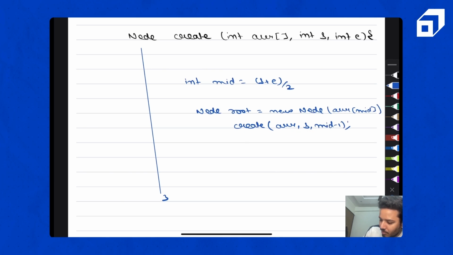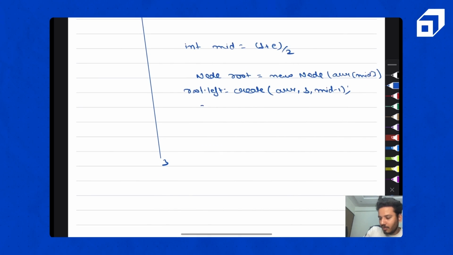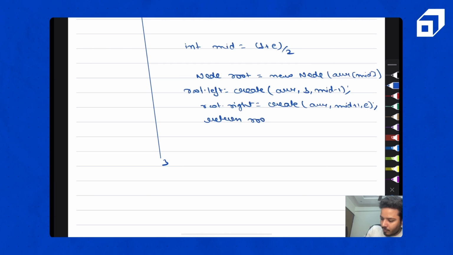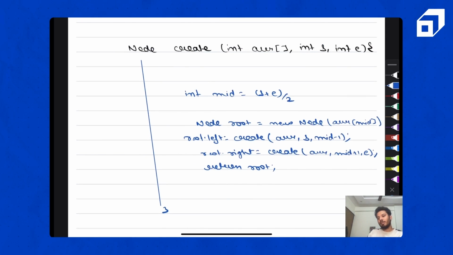I have to attach it to my left child, right? So root dot left will be equal to this. And similarly, root dot right will be equal to create right subtree. The right subtree will be in the array from mid plus 1 to the end, and in the end we'll return root. Correct? Now what should be the base case?